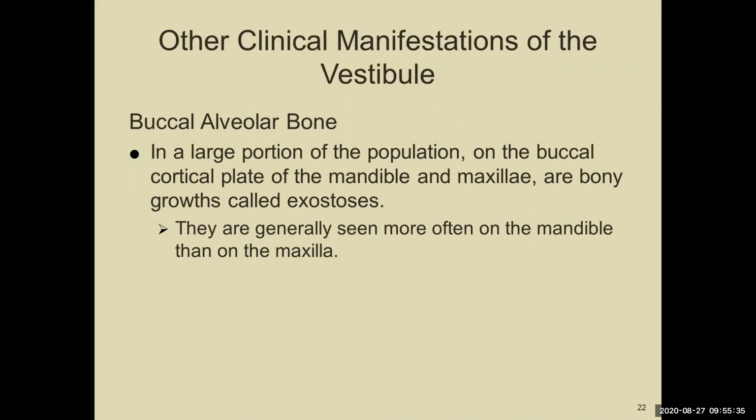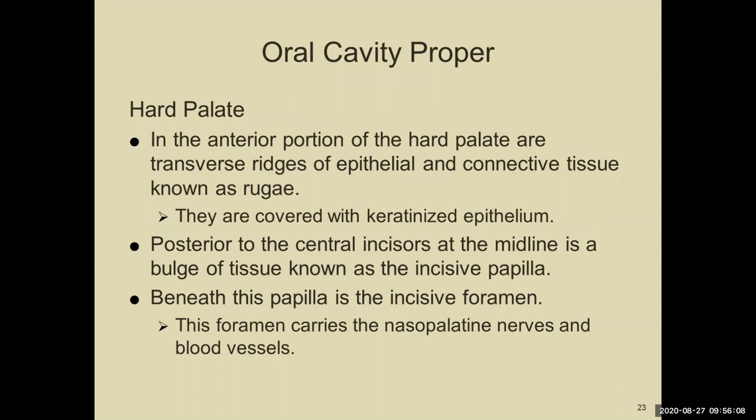The buccal alveolar bone is large. Okay, and on the buccal cortical plate of the mandible and maxilla, there are bony growths sometimes, called exostoses. Exostosis is singular, exostoses is plural, and exostoses are generally seen more often on the mandible than they are on the maxilla. So extra bone, okay, extra bone, exostoses on the buccal.